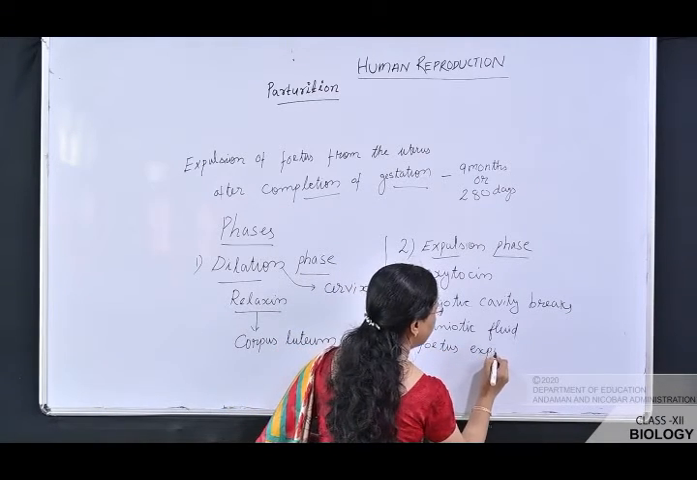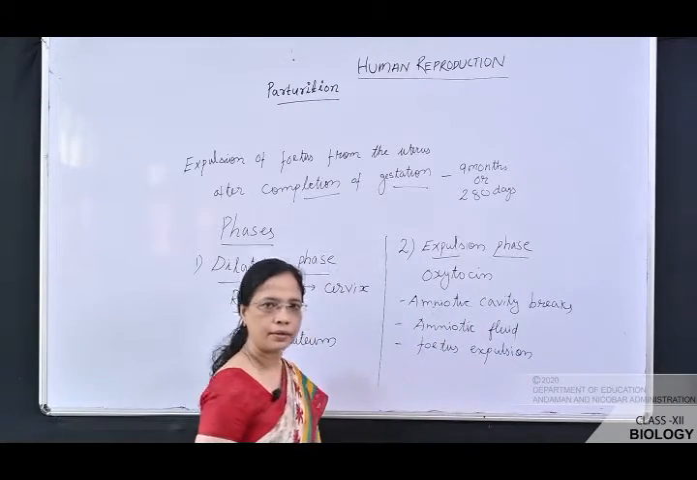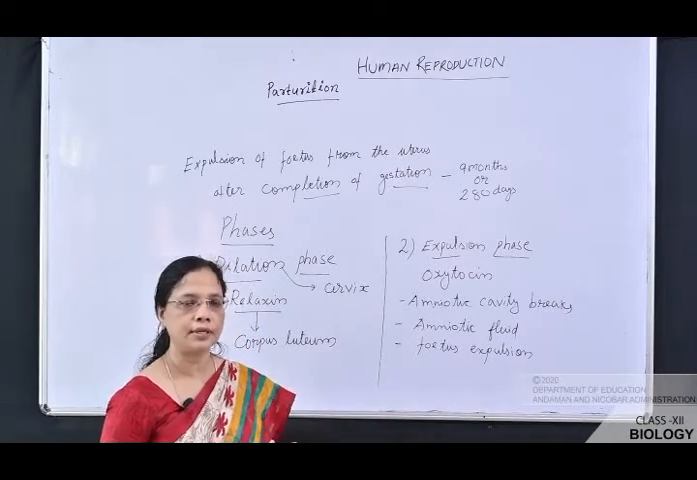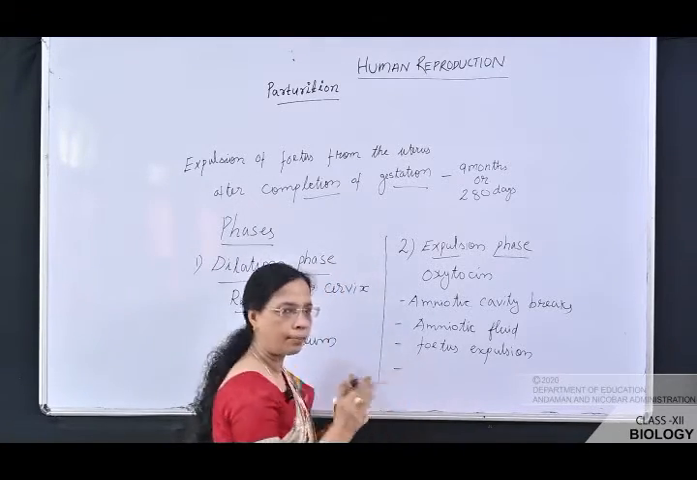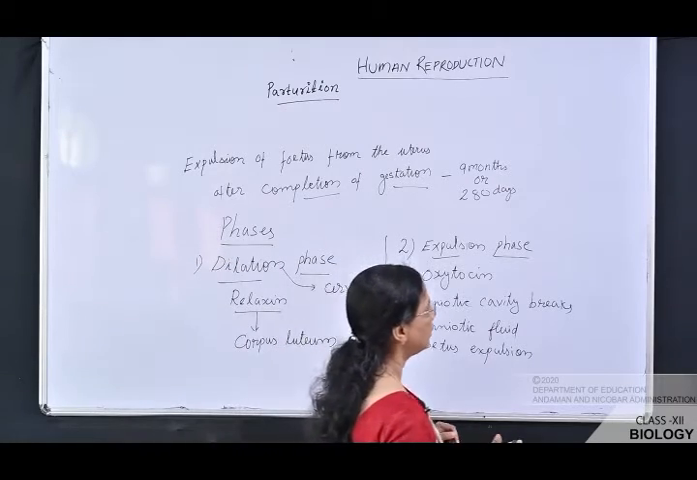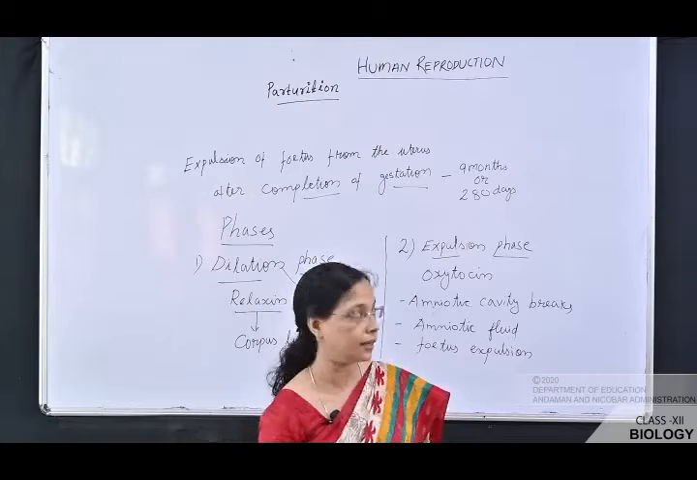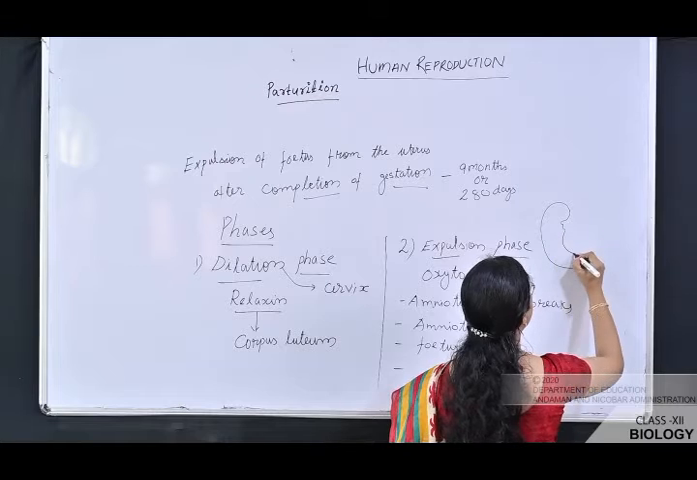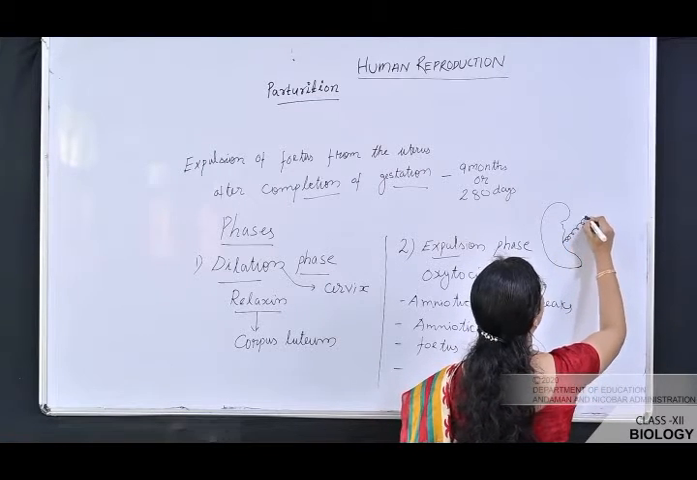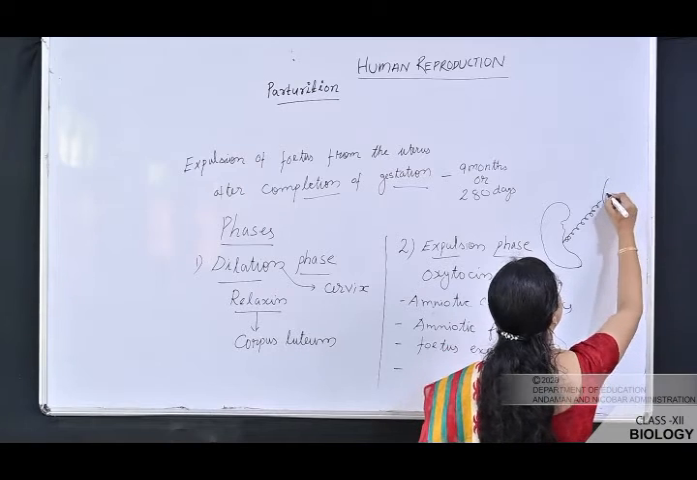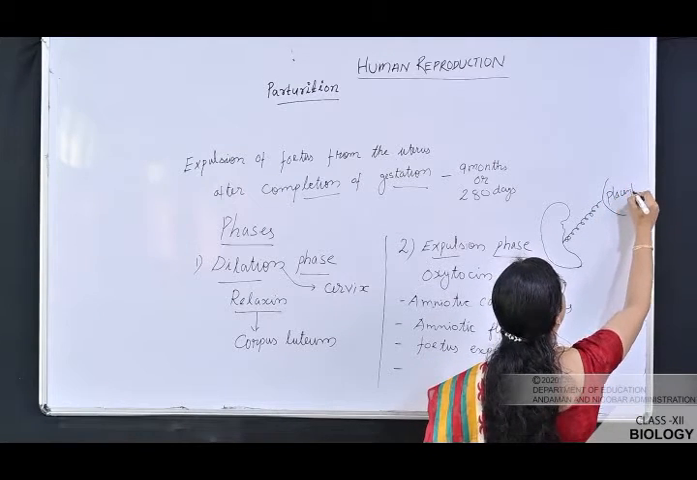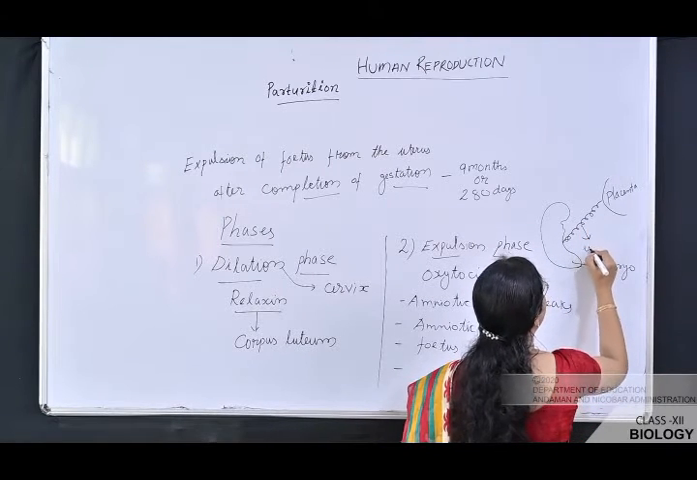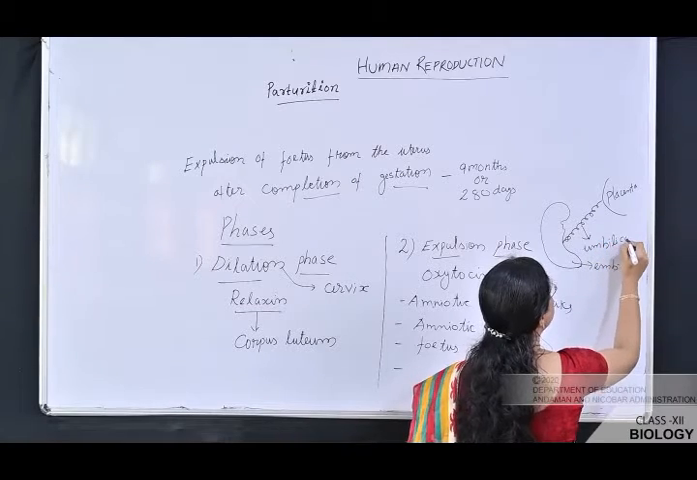Fetus expulsion takes place. When the fetus is expelled out, the fetus is connected with the umbilical cord. What is that umbilical cord? If you remember, children, in the last class we studied that the embryo, or you can say a fetus, is connected with the umbilical cord to the placenta. Suppose here it is the placenta, this is the embryo, and this is the umbilical cord.